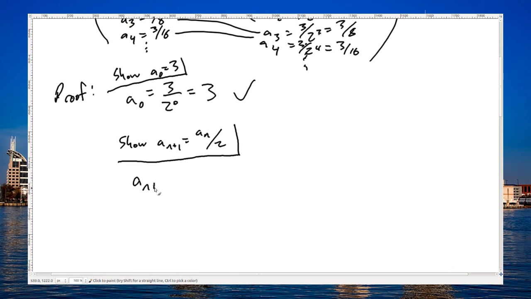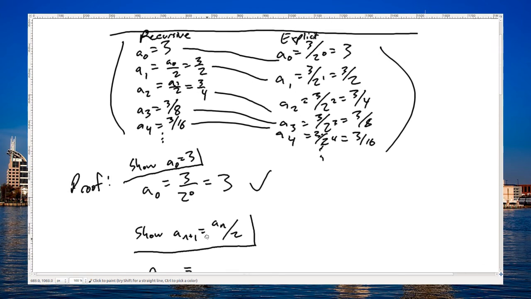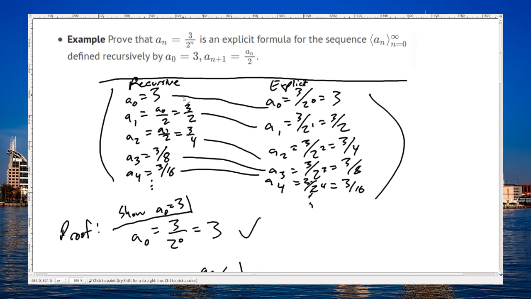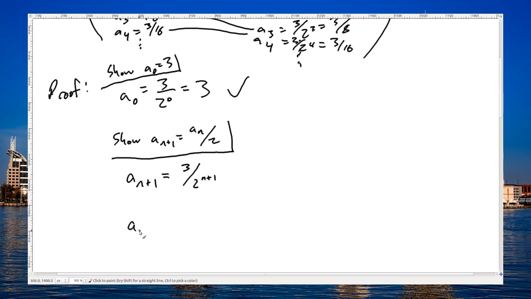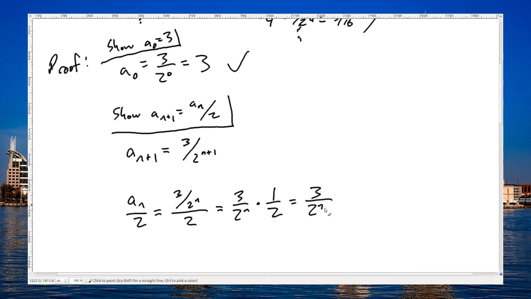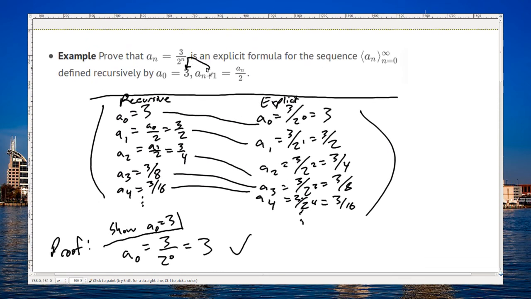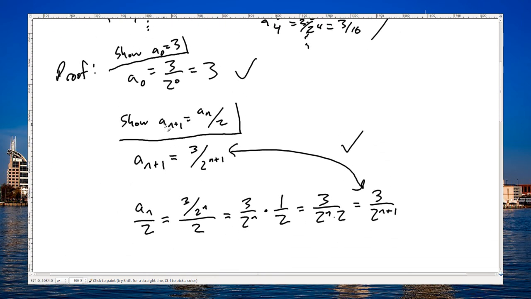Okay, so A(n+1) equals, according to the explicit formula, 3 over 2 to the n plus 1. Okay, and then I'll just leave it like that. And then I also have An divided by 2, and according to the formula that's 3 divided by 2 to the n, divided by 2. But what is that? That's 3 over 2 to the n times, flip the denominator, 1/2, so 3 over 2 to the n times 1/2, that is 3 over 2 to the n plus 1, and they match. And that checks out. So this formula satisfies both of the recursive requirements, and therefore that completes the proof for us right there.